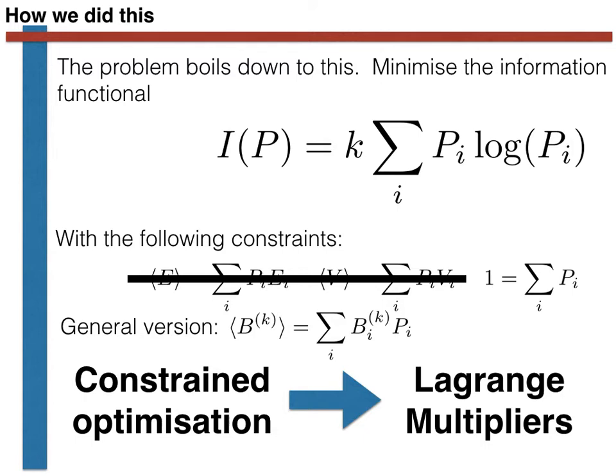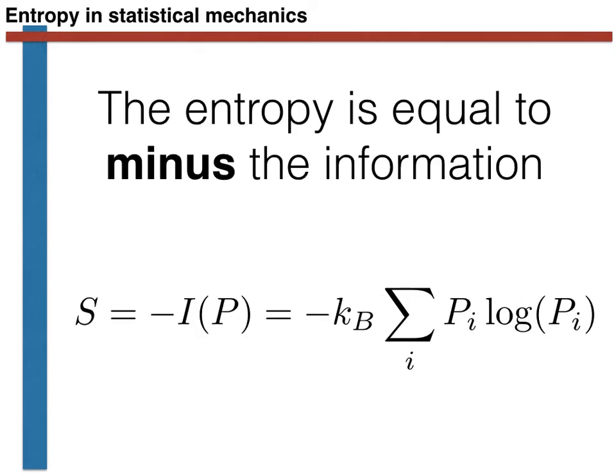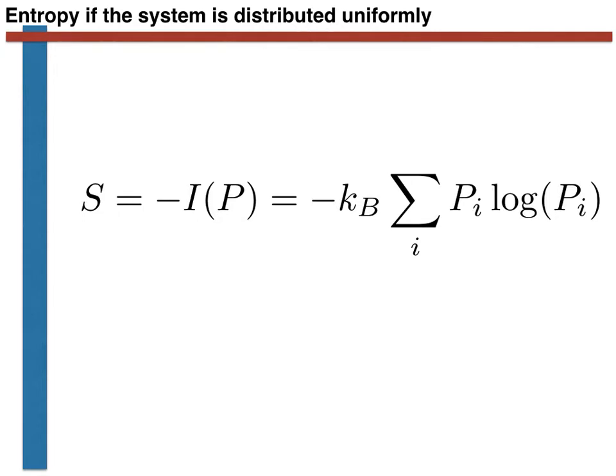Having reviewed all this, let's now introduce the central notion in this video. In statistical mechanics, we set the entropy equal to minus the information as shown here. Let's consider what this means for a system that has a uniform probability of being in one of W different microstates first. As the distribution is uniform, all the p_i values will be equal to 1 divided by W, where remember W is the number of accessible microstates.